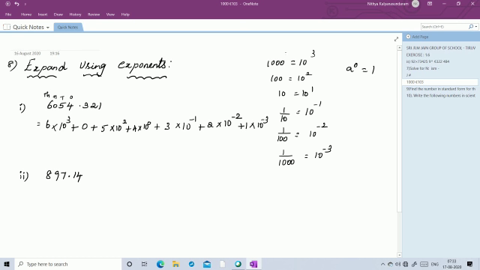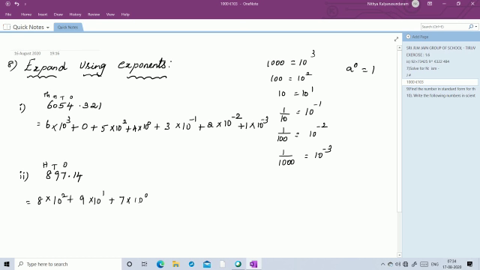If it is a whole number, you can write it in positive powers. Decimals you can write in negative powers. Same ones, tens, hundreds. So 8 into 10 squared, the 100 place, plus 9 into the 10th place, so 10 power 1, plus 7 into its 1st place, so 10 power 0.